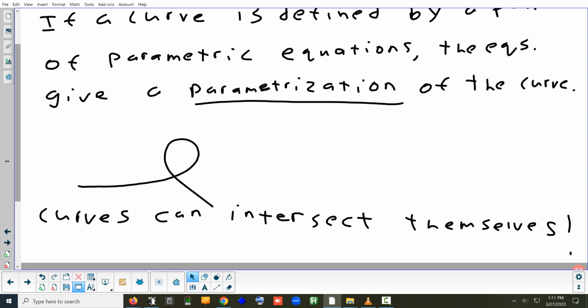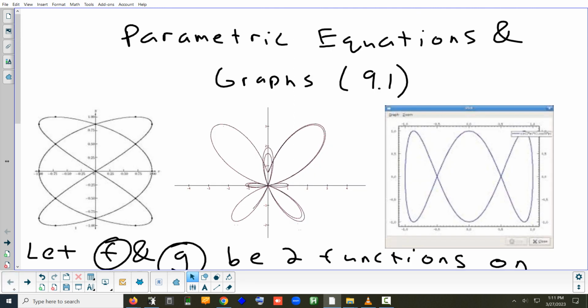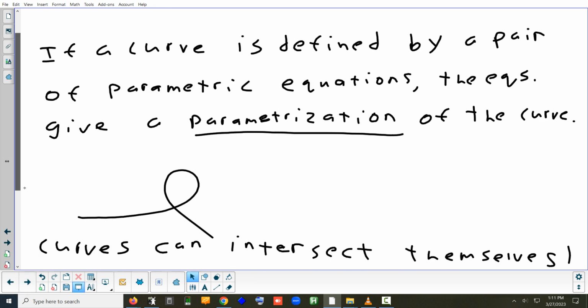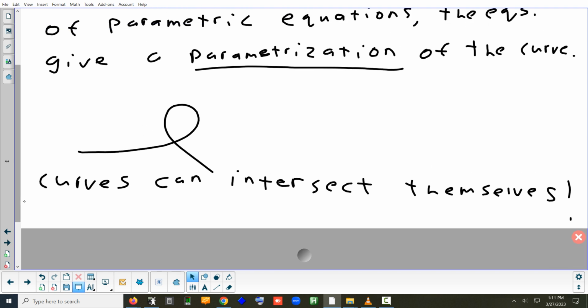Wait, so they can or can't intersect? Can. They can. Yeah, just like any of these pictures here. Parametric curves can cross over themselves multiple times. Depends on what you sketch. I'm not saying they all do. Like you can draw a circle parametrically, and if you draw a circle and you stop right there, well, that never really crosses over itself, except maybe if you count where it starts and where it stops, it's the same point.